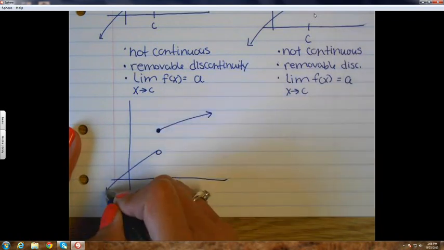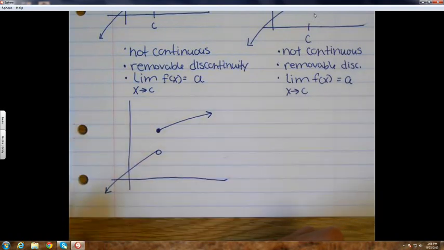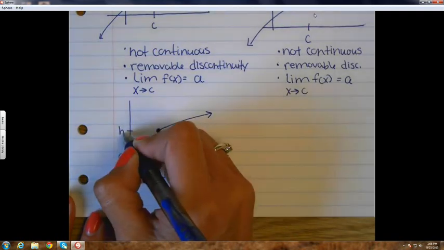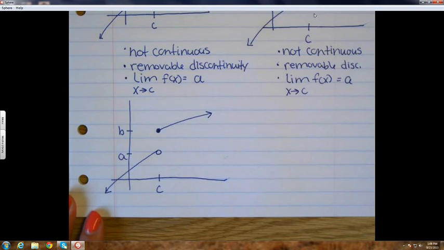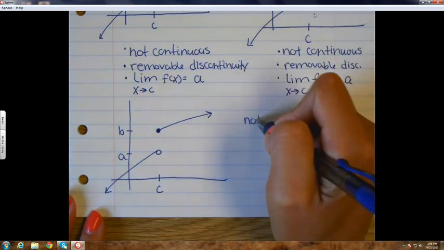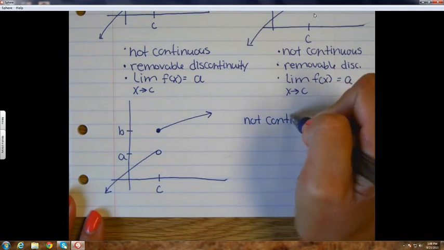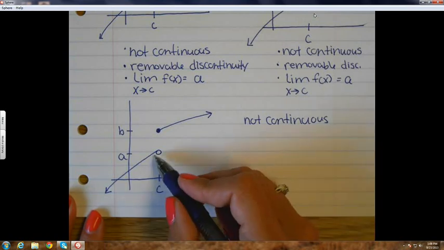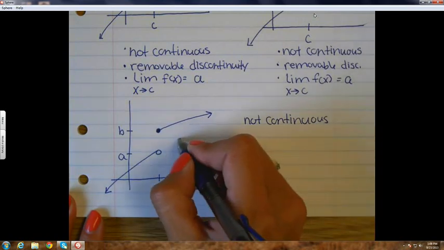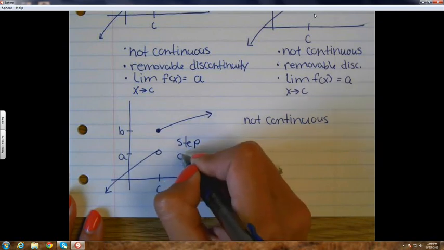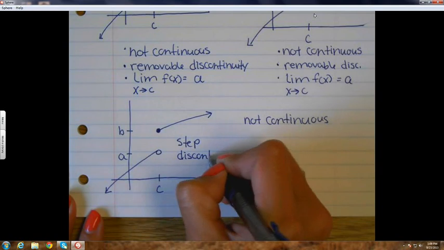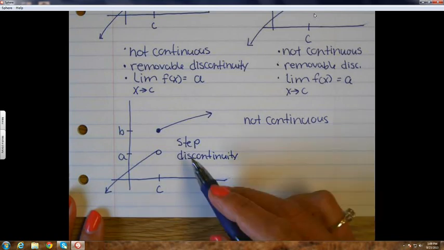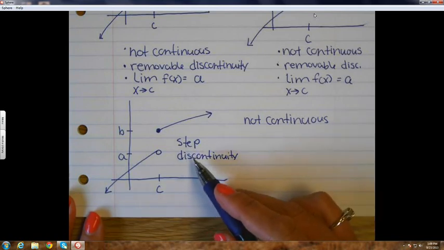A bit different graph. Obviously, let's see, C, A, B. This is not continuous. This is called a step discontinuity for obvious reasons. I think I referred to it as a jump up in those directions, but it's called a step discontinuity. This is not removable.